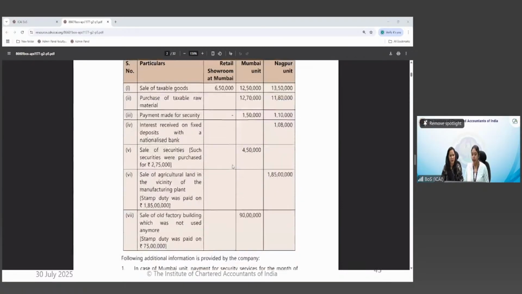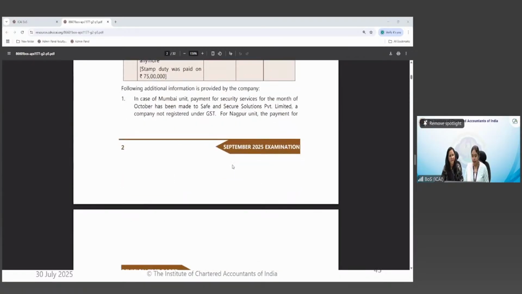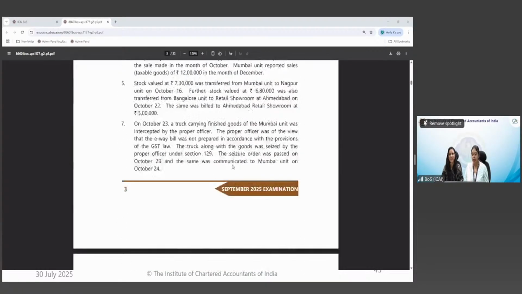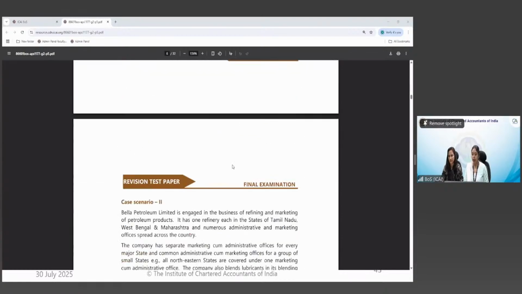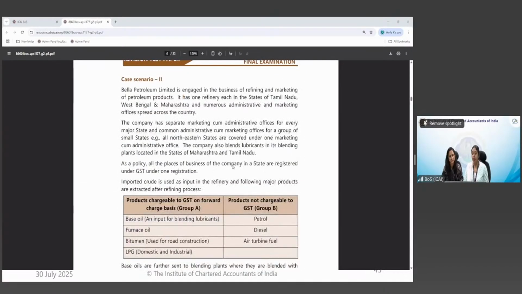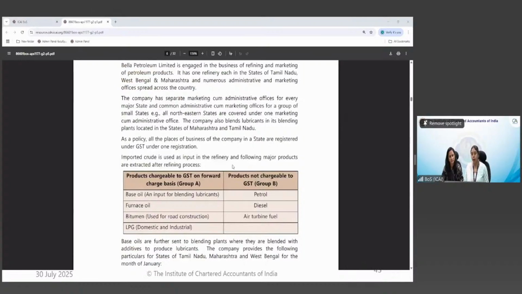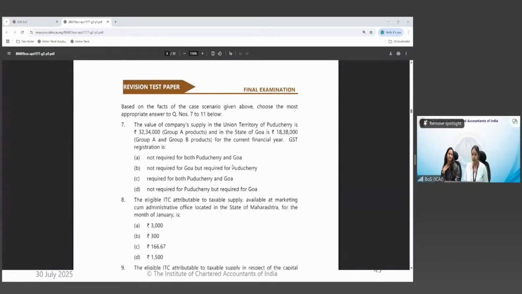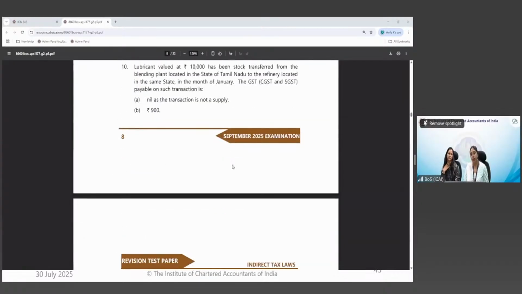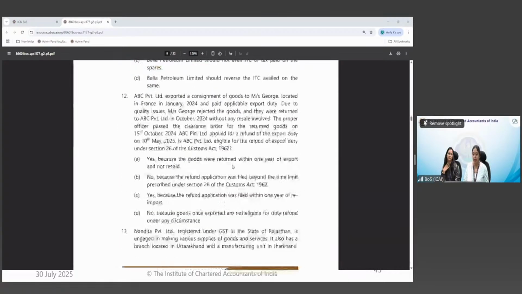First two questions are the case scenario based MCQs. You will see that 6 MCQs are there in the first scenario, and then the second scenario is also very important. Go through it. You will get all your ITC provisions and reversal provisions cleared with this case scenario. And if time permits, we'll take it in the next session.